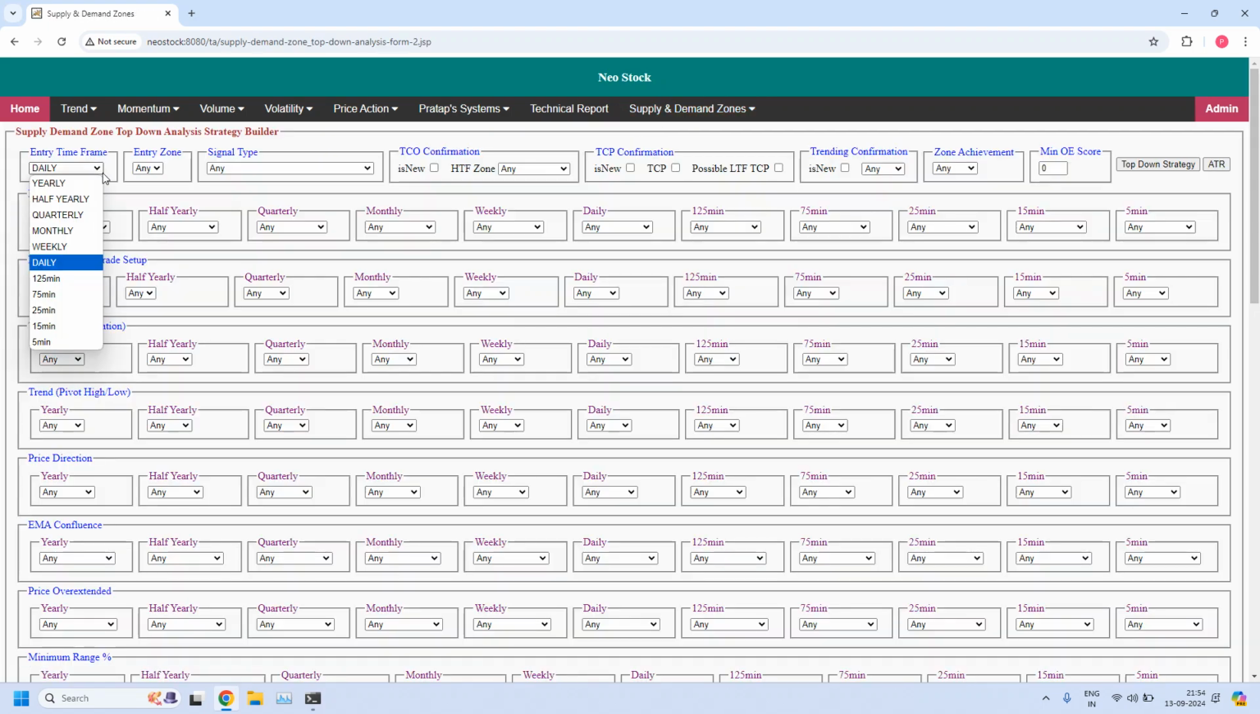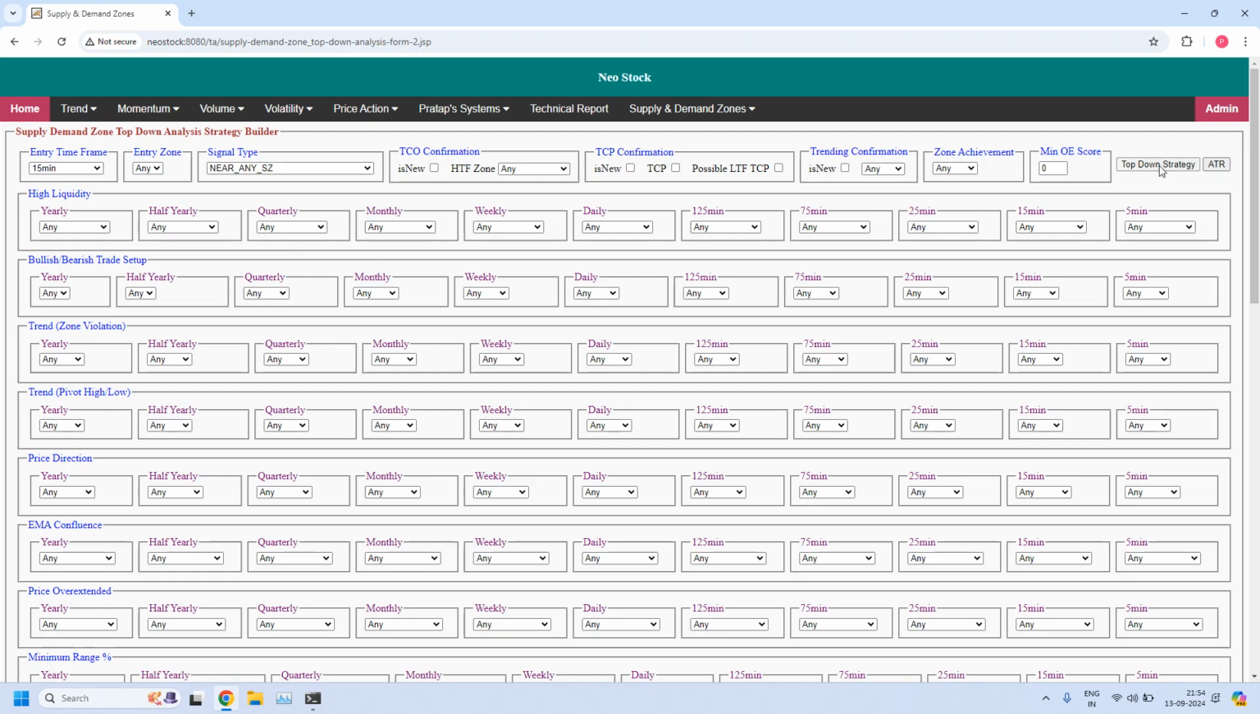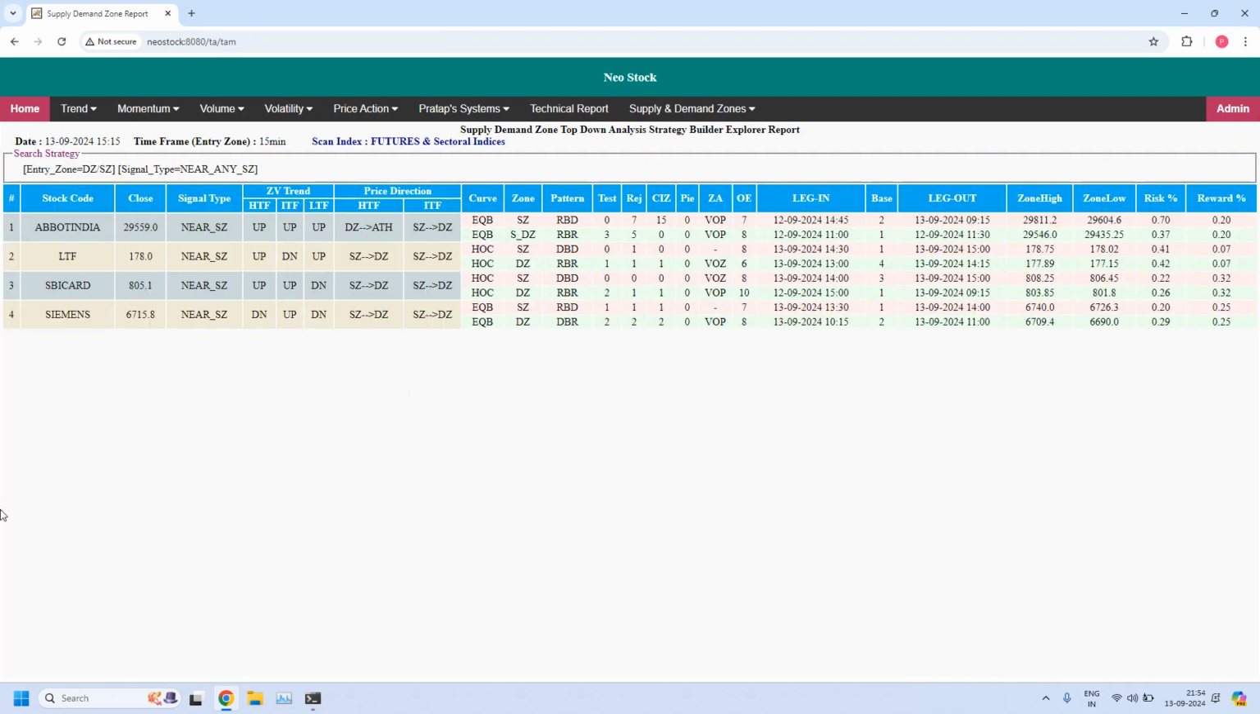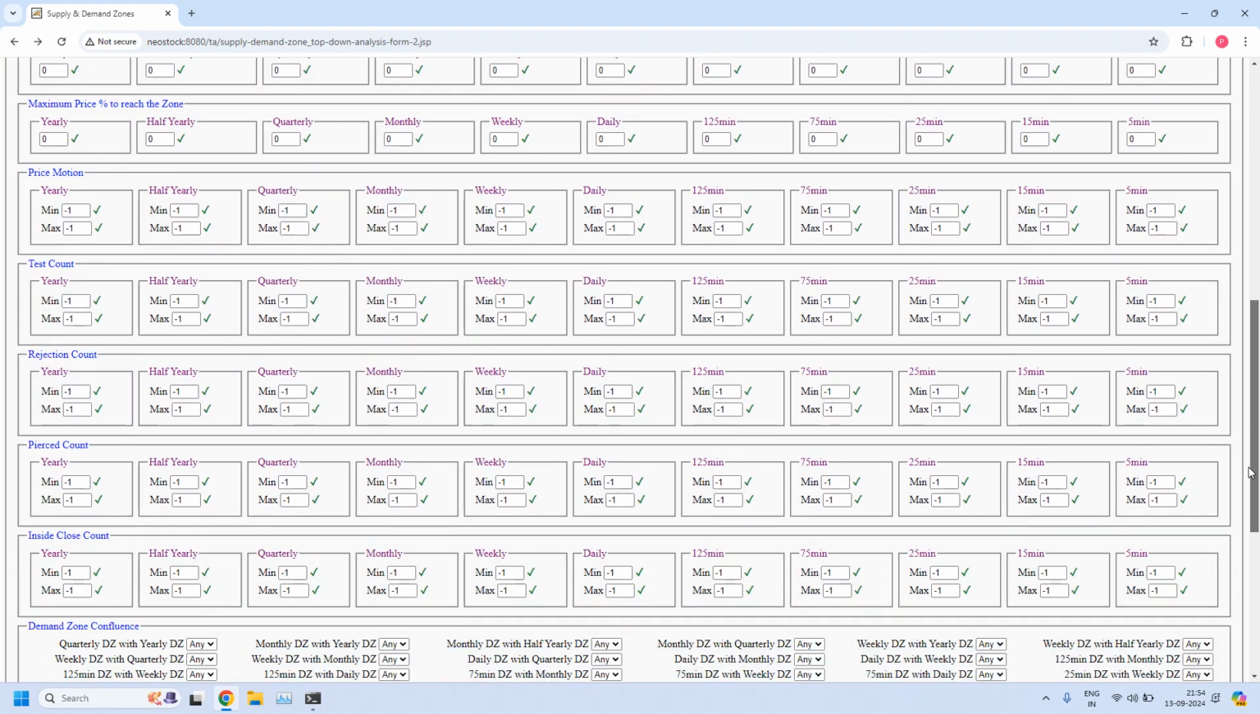Next, for entry time frame 15 minutes, let us find the stocks near the 15 minute supply zone. 4 stocks are filtered. Let's verify how many of these stocks are having ITF confluence, that is 15 minutes and 75 minutes supply zone confluence.